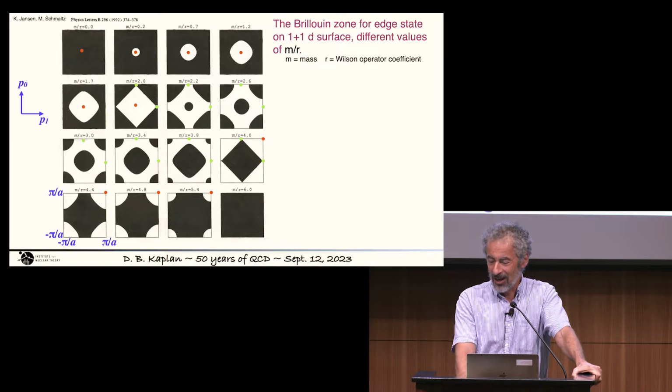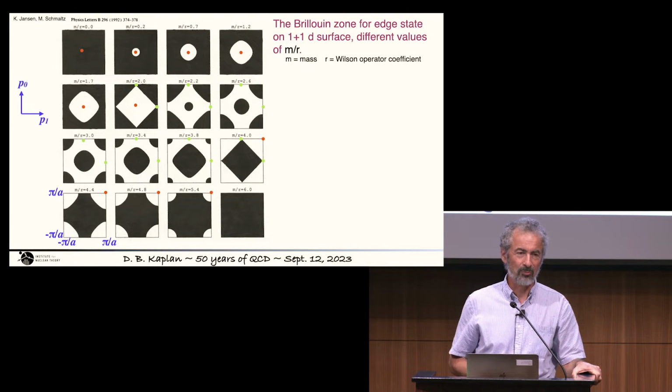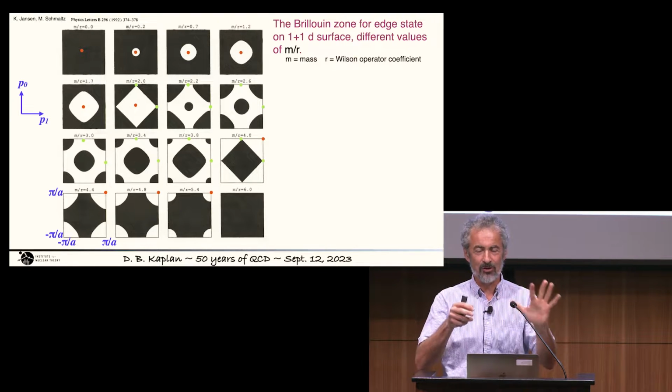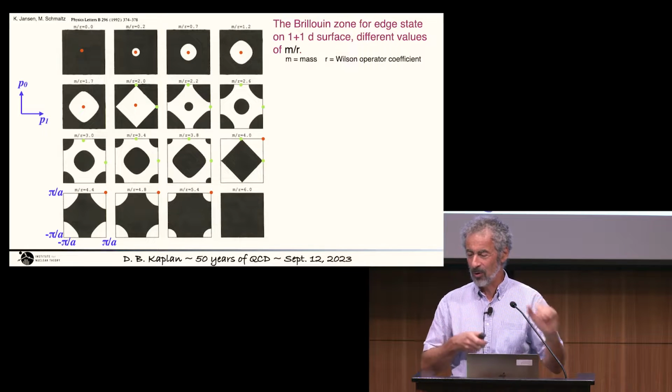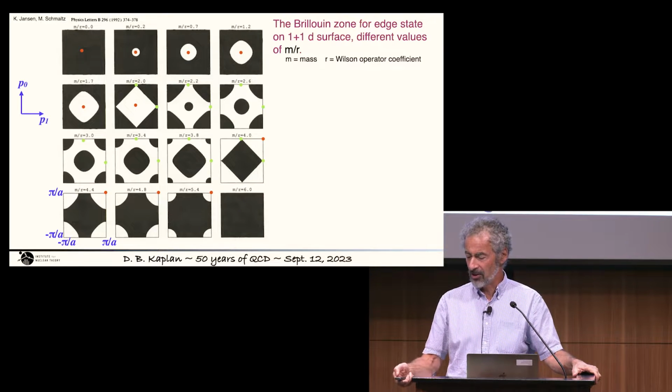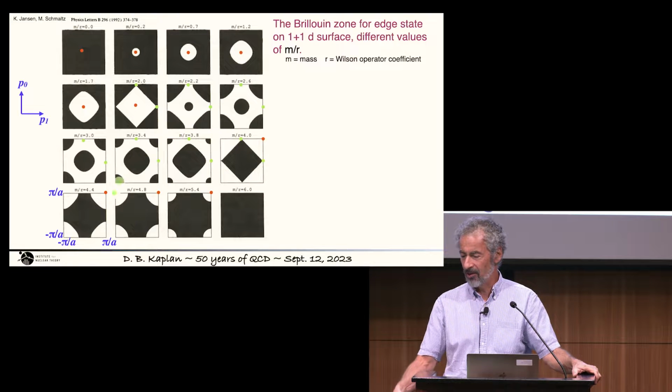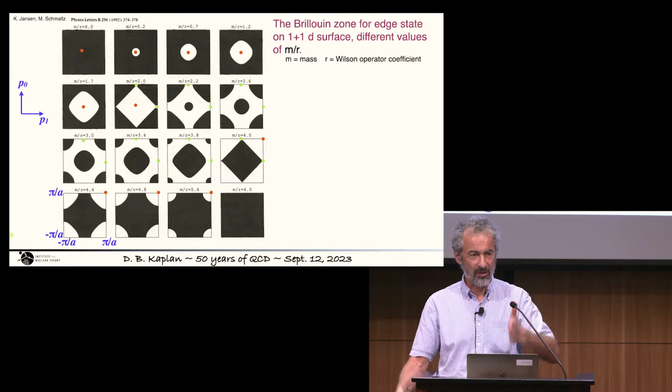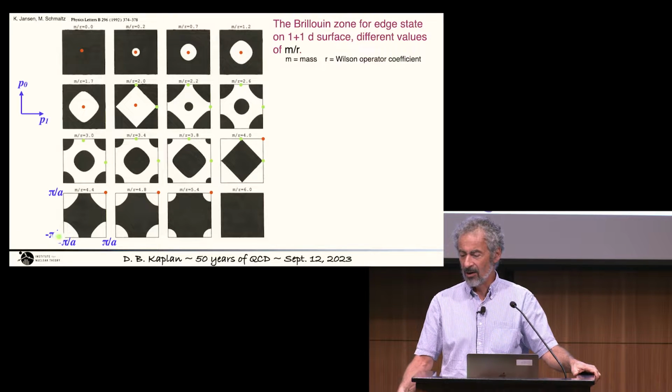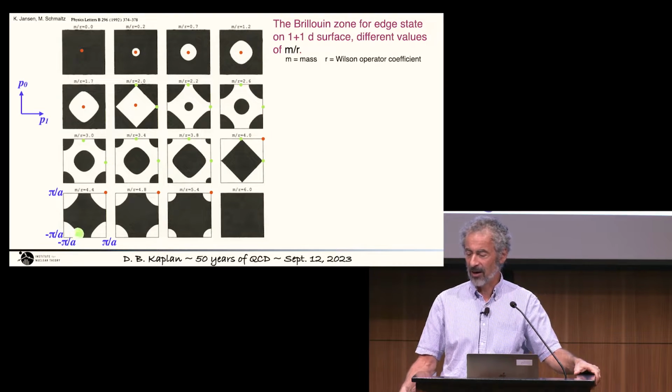So this is a sort of a panel of pictures of the 1 plus 1 dimensional Brillouin zone. So here I'm going from 3 to 2, from 2 plus 1 to 1 plus 1 dimensions. And each of these squares is a plot of the momentum in the x and t direction, namely along the 1 plus 1 dimensional defect. And the momenta go from minus pi to plus pi in lattice units. And I would do it for different values of m over r, ranging from 0, working my way all the way up to 6.